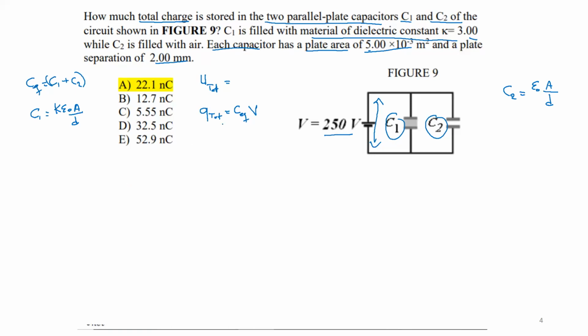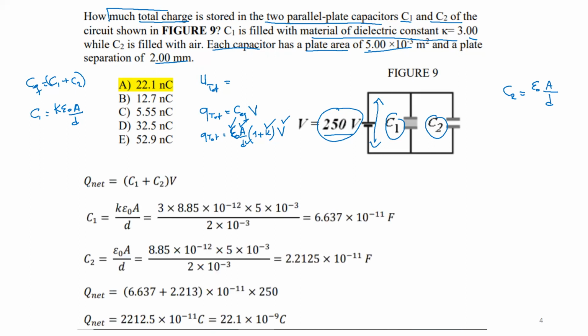So I know everything. I want my Q total. So I will just have C equivalent, which is basically epsilon naught A divided by D. This is C2. Now I add C1. So this is C2 plus C1. And then I multiply by the V. And the V is 250 volt. So everything is known here. I know epsilon naught, I know A, I know D, I know kappa, I know the voltage. So this will give me the total charge, which is stored in this two capacitor system in parallel.